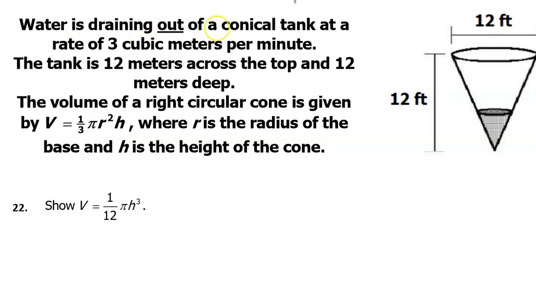Number 22. Water is draining out of a conical tank at a rate of 3 cubic meters per minute. The tank is 12 meters across at the top and 12 meters deep, as shown here. The volume of a right circular cone is given by this formula, where r is the radius of the base and h is the height of the cone. Show that the volume is equal to 1/12 pi h cubed.